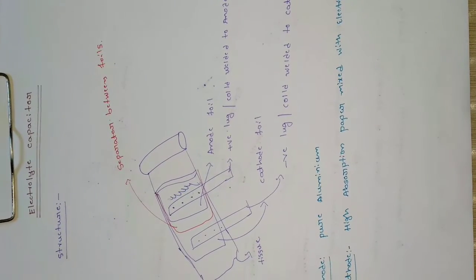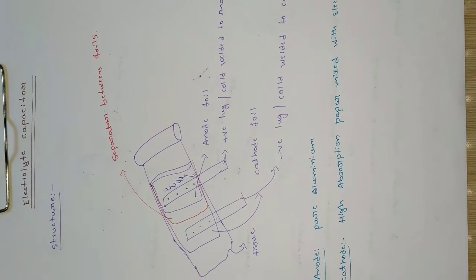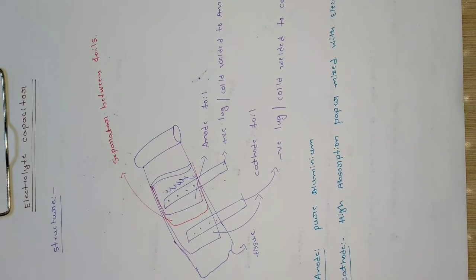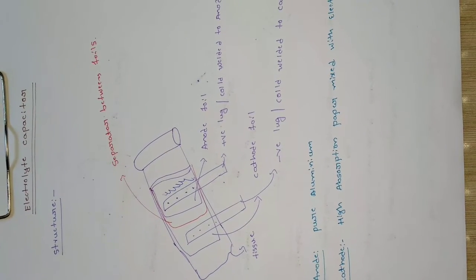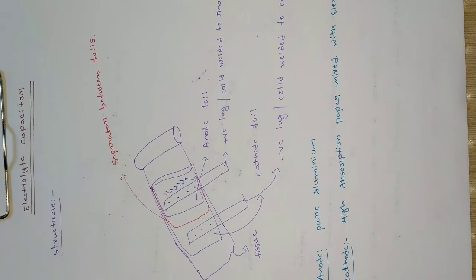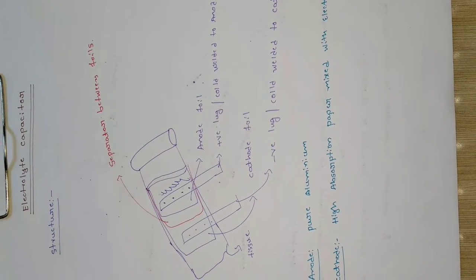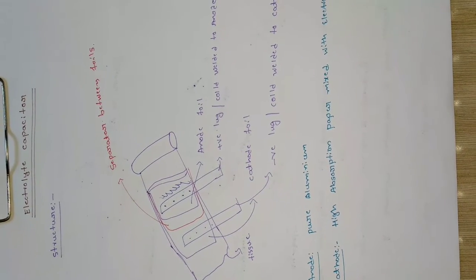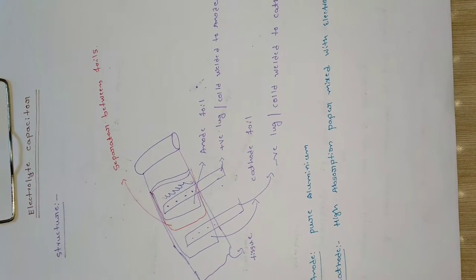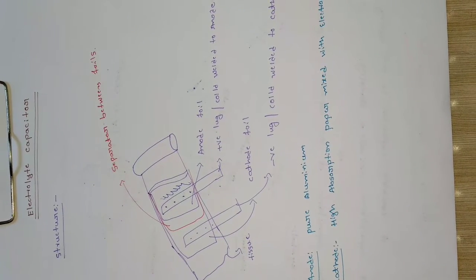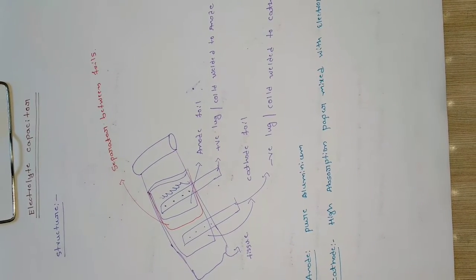So in this video we are going to see electrolyte capacitor. We know in capacitors there are so many types. The first one is the paper capacitor, which is of very small value, that is 0.1 to 0.01 microfarad, and the second one is a little bit higher, that is the variable type of capacitor, which is 10 to 20 microfarad or it can be above also.